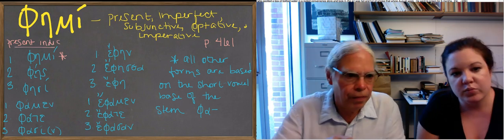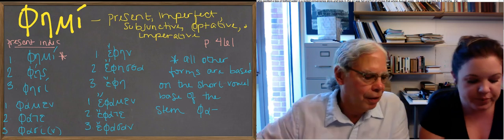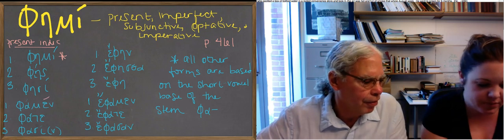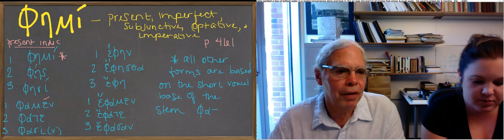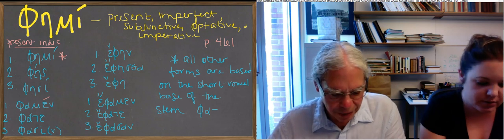I think famen, for example, should have an acute on the epsilon, because it's not an untoned word, and the same is true of fate. Okay.